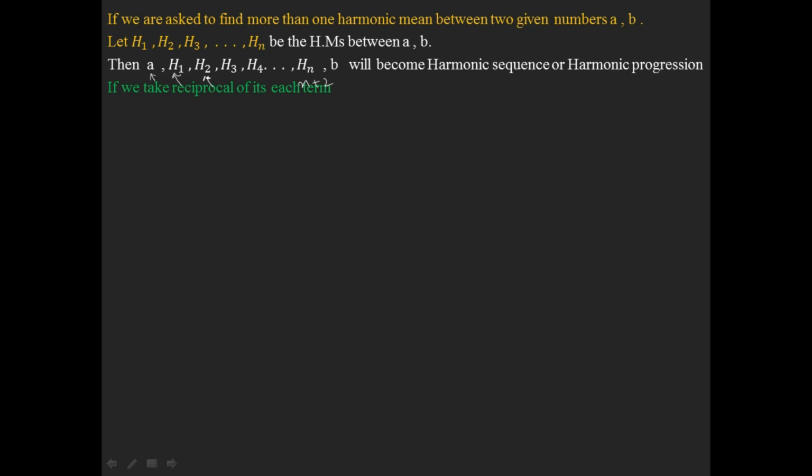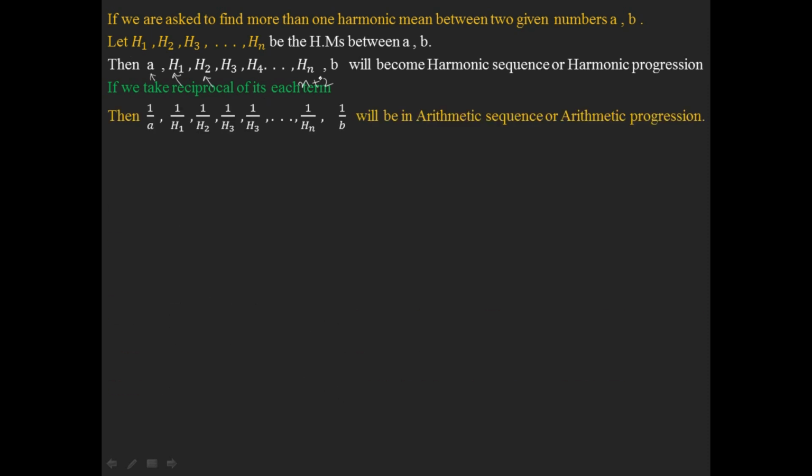If we take the reciprocal of each term, we get an arithmetic sequence. Now 1 over a, 1 over h1, 1 over h2, 1 over h3, 1 over h4, up to 1 over hn, and then 1 over b. Now this is an arithmetic sequence or arithmetic progression, and we will treat it as such. We have done one video before on finding arithmetic means between two given numbers, so better watch that video first. Okay, so let's move further.